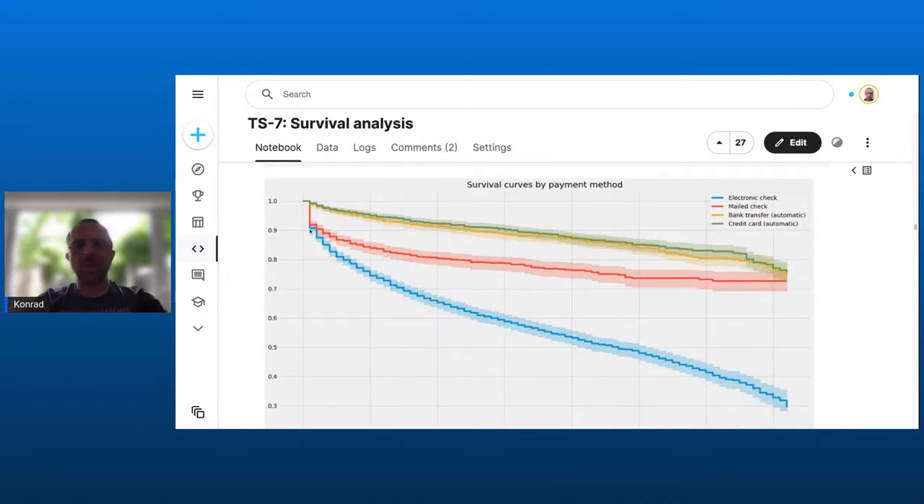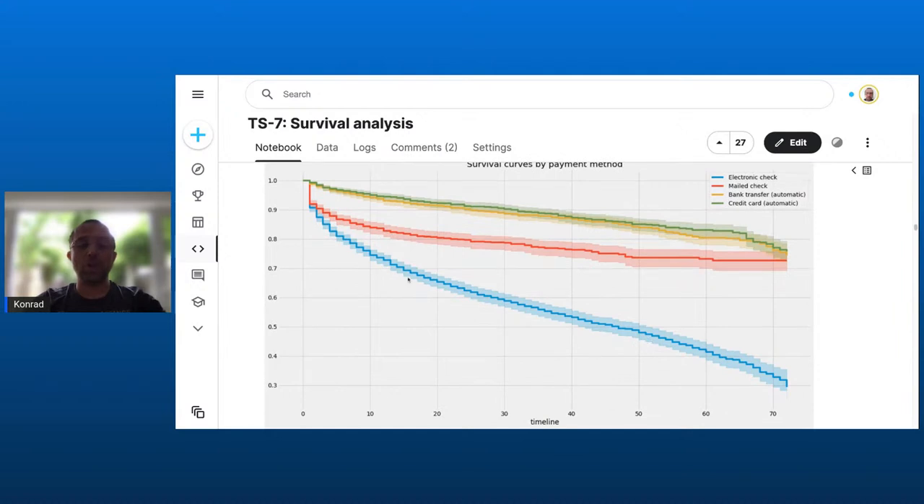As you can see, those paying by electronic check, they drop off fastest. So for them, the probability of not having churned decreases very quickly, which means they are probably not among the most loyal customers. Whereas for other methods, that is a little different, depending on the type of payment structure used.